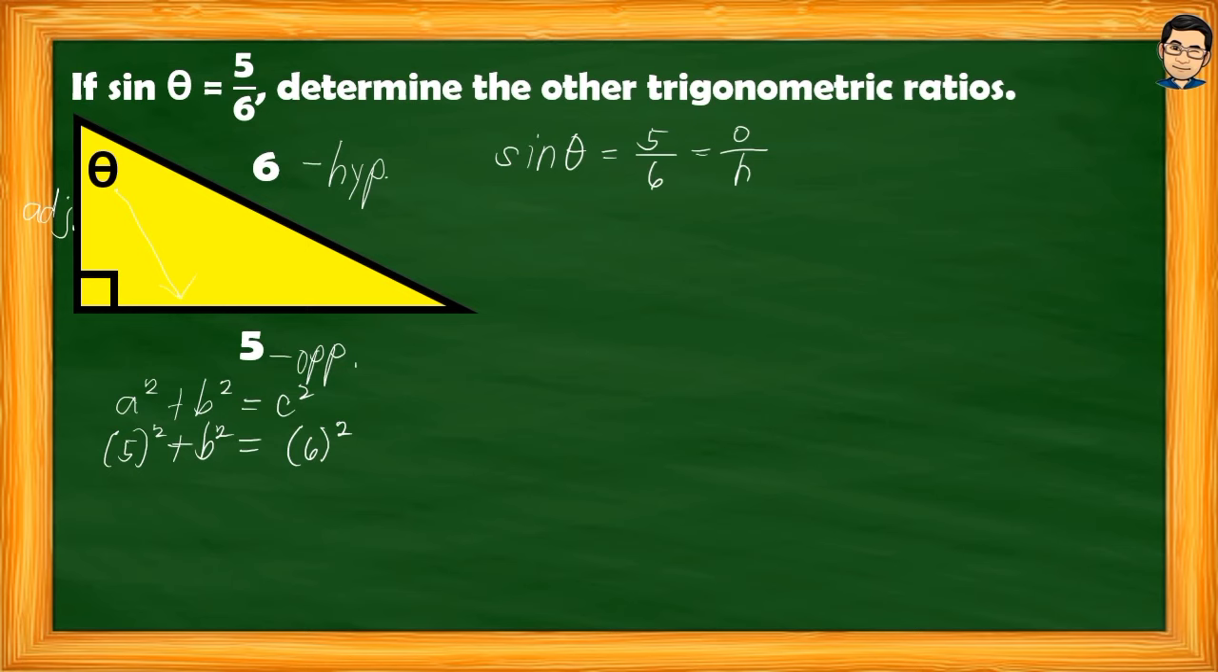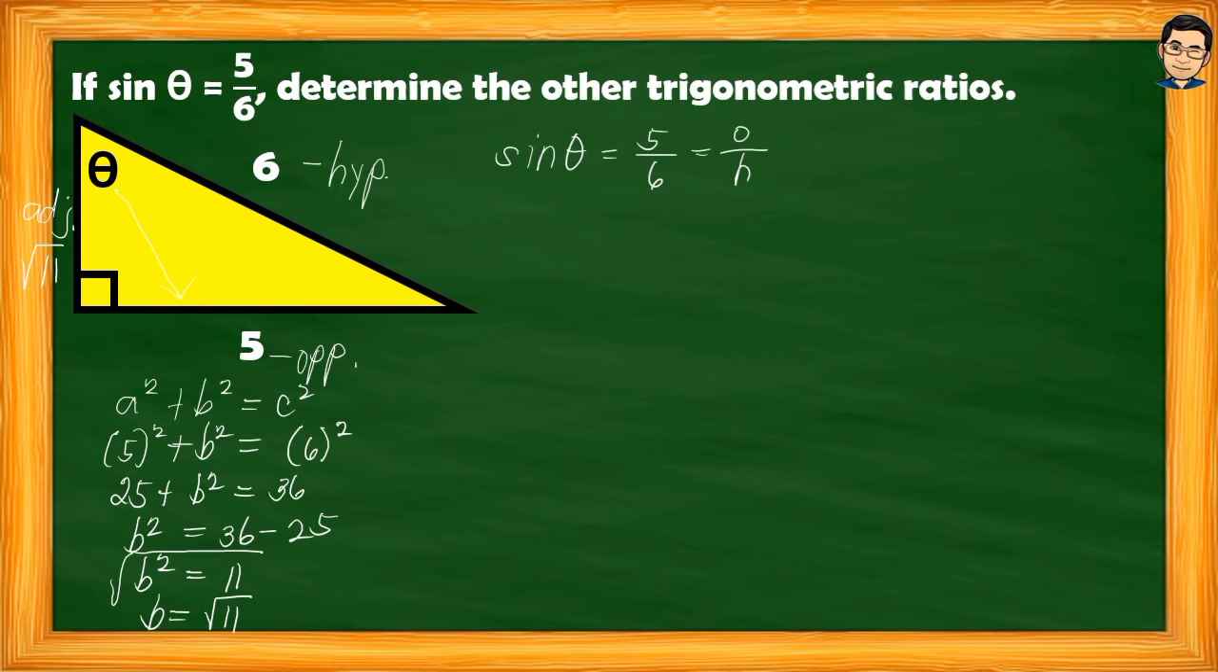Ayan. So, 5 squared, that is 25, plus B squared is equal to 6 squared, 36. And then, subtracting 25 to both sides, so magiging B squared is equal to 36 minus 25. 36 minus 25 is 11. Is this the final answer? No, we need to extract both sides para mawala yung square. So, square root of B squared, that is B. Square root of 11. It's not a perfect square. So, we'll leave it that way na lang. B is equal to square root of 11. This is the measure of the adjacent side.